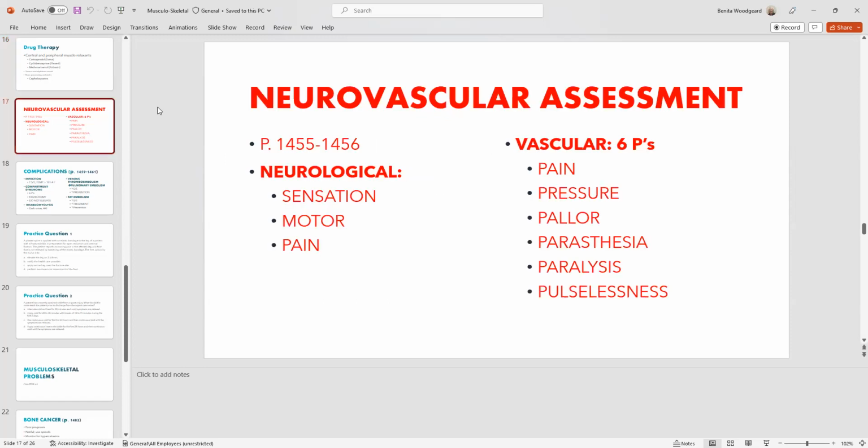All right, so this one is in red for a reason. I want to catch your attention. Our neurovascular assessment, I have a page number listed there for you, but this is where all those priority questions with musculoskeletal kind of end up. When patients are complaining of these vascular symptoms, that's what you want to see first, and or these neurological symptoms.